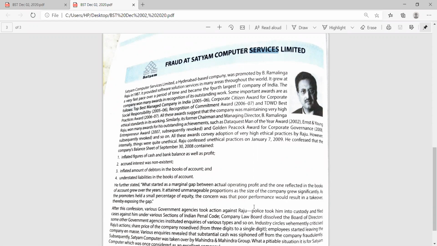Ma'am, I don't know this case, I know about Harshad Mehta. Harshad Mehta we will discuss later on. Let's discuss the Satyam Computers case. Read loud, Gurjeet, you are not audible clearly.